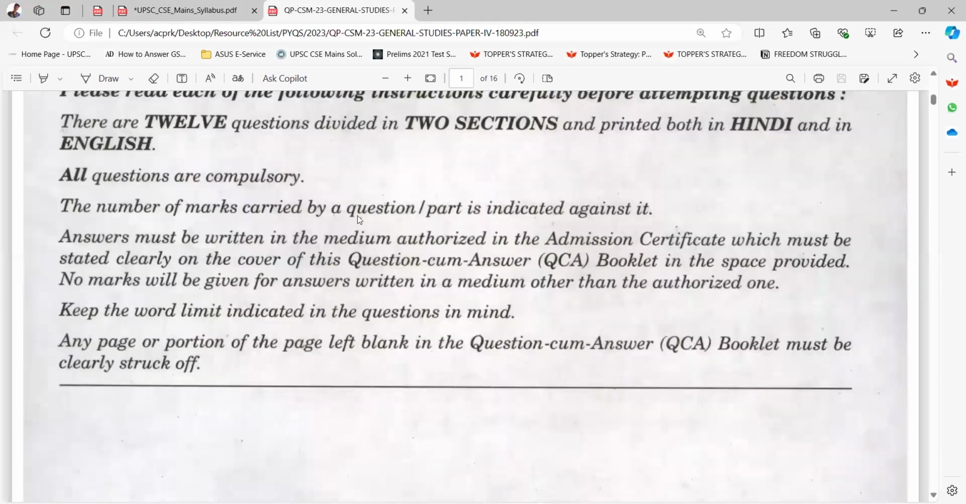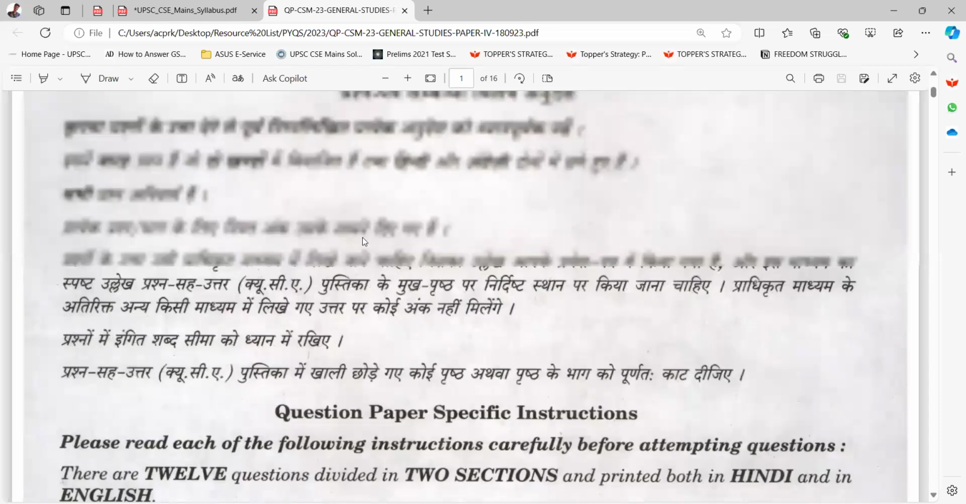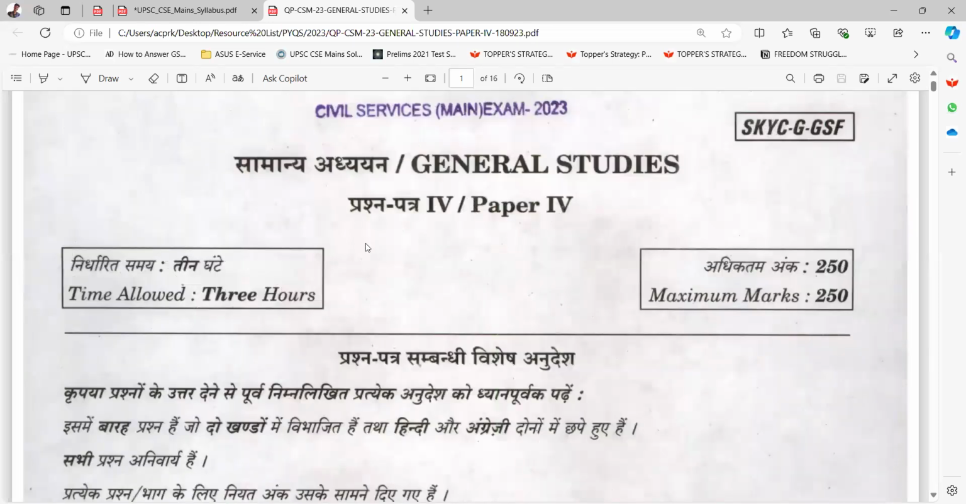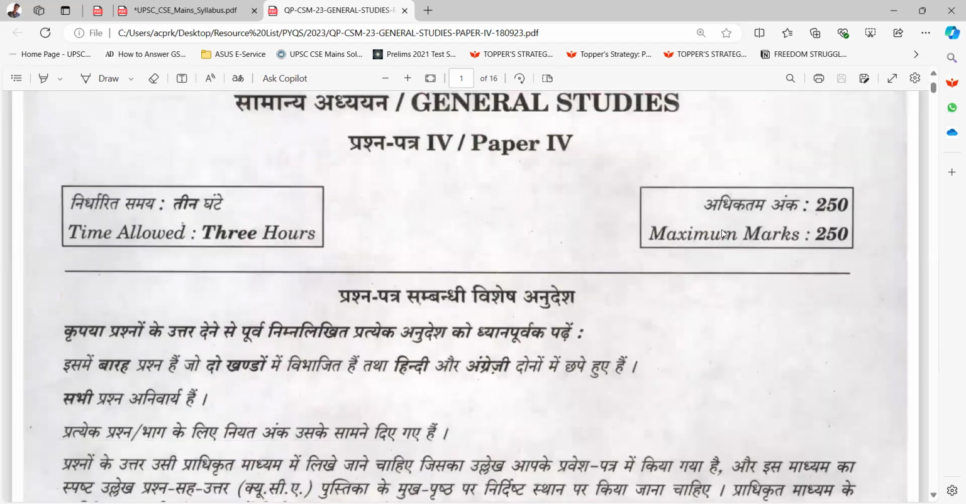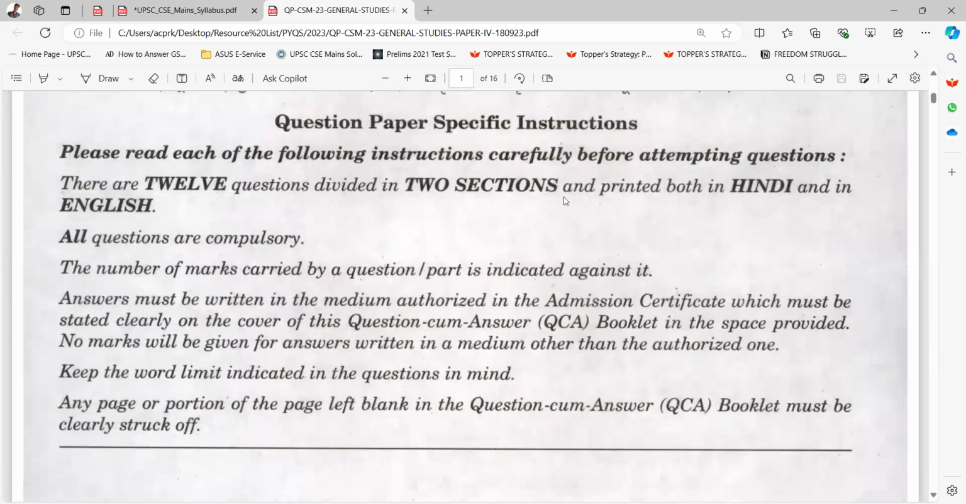So we will discuss the Paper 4, ethics paper. Ethics papers are past year papers. The time allowed is 3 hours. Maximum marks are 250.